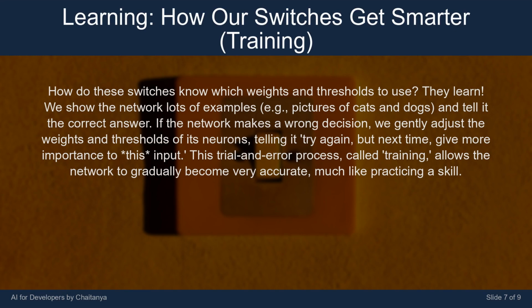How do these switches know which weights and thresholds to use? They learn. We show the network lots of examples, e.g., pictures of cats and dogs, and tell it the correct answer. If the network makes a wrong decision, we gently adjust the weights and thresholds of its neurons, telling it, try again, but next time, give more importance to this input. This trial and error process, called training, allows the network to gradually become very accurate, much like practicing a skill.